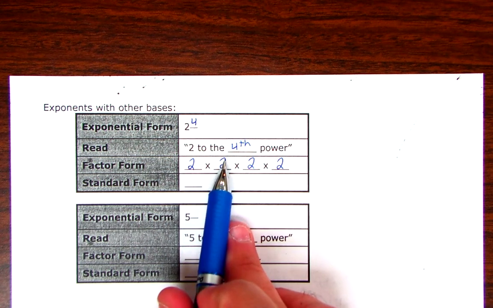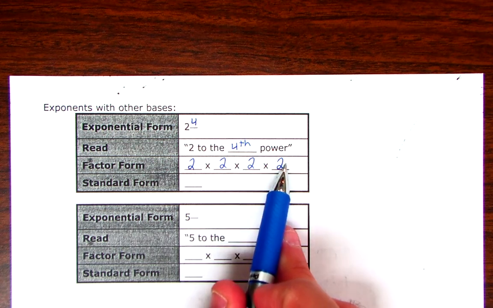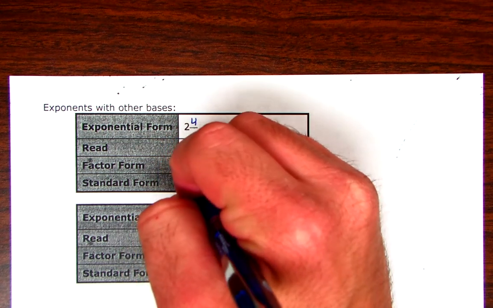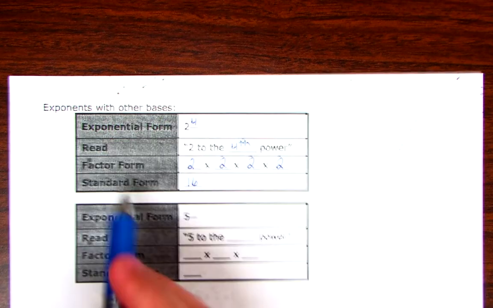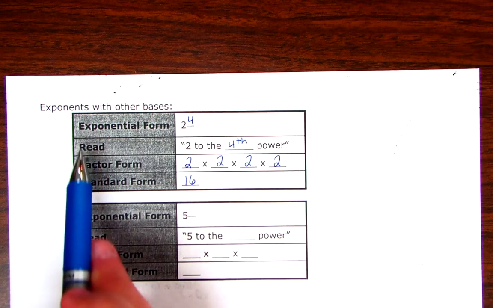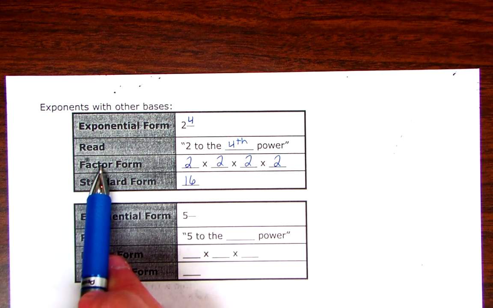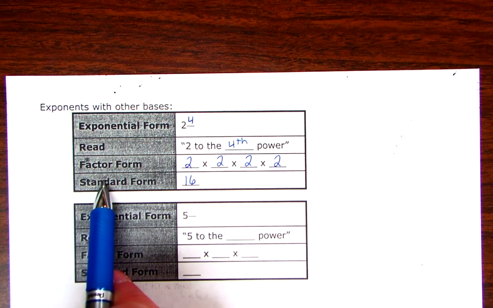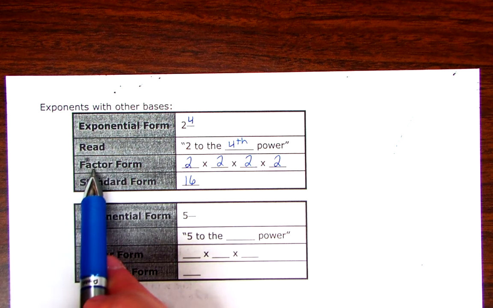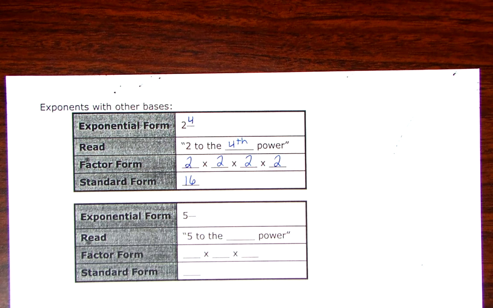Well, 2 times 2 is 4. 4 times 2 is 8. 8 times 2 is 16. Your exponential form is equal to your factored form, and it's equal to your standard or simplest form. All 3 of these represent the same exact answer.